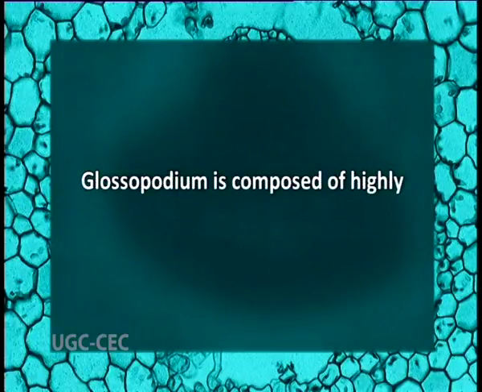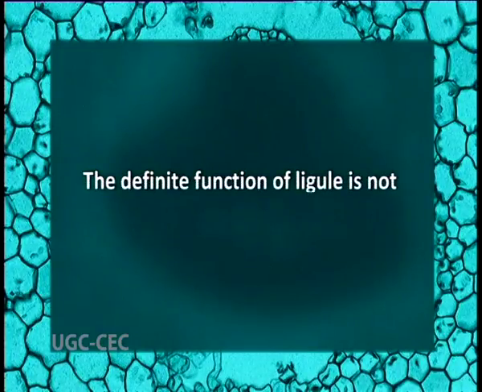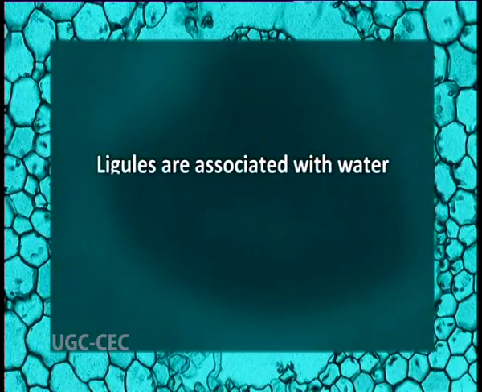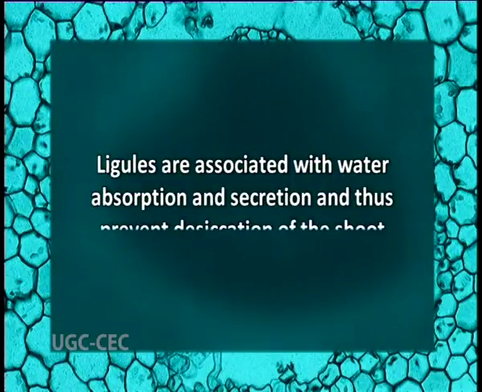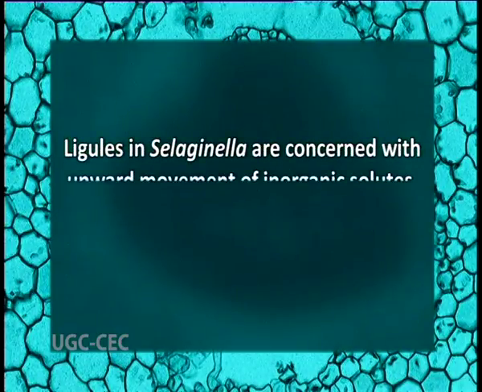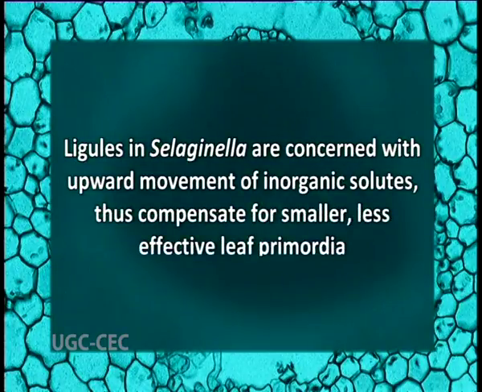The basal part of the ligule has a distinct hemispherical foot-like structure called glossopodium. It is composed of highly vacuolated thin-walled tubular cells. Although the definite function of the ligule is not known, it has been suggested that in some way they are associated with water absorption and secretion, thus preventing desiccation of the shoot. Some consider that ligules in Selaginella are concerned with upward movement of inorganic solutes and thus compensate for smaller and less effective leaf primordia.